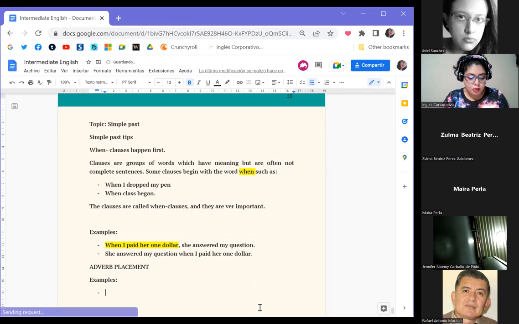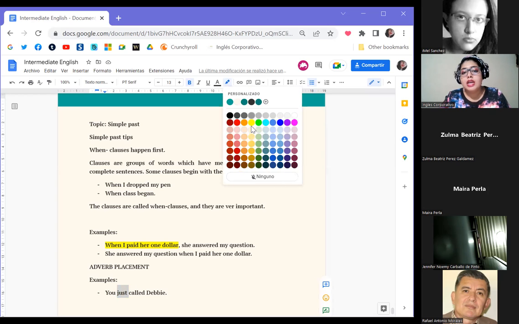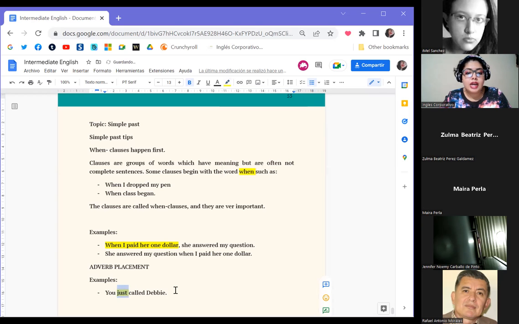And we have example number one, and we have the subject. Then we have the adverb. Then we have the verb in past and the complement. And we have our sentence. So in this case, we are going to place the adverb in the case that we are using the adverb in this kind of sentence. We are going to place the adverb next to the subject. First the subject, then the adverb.